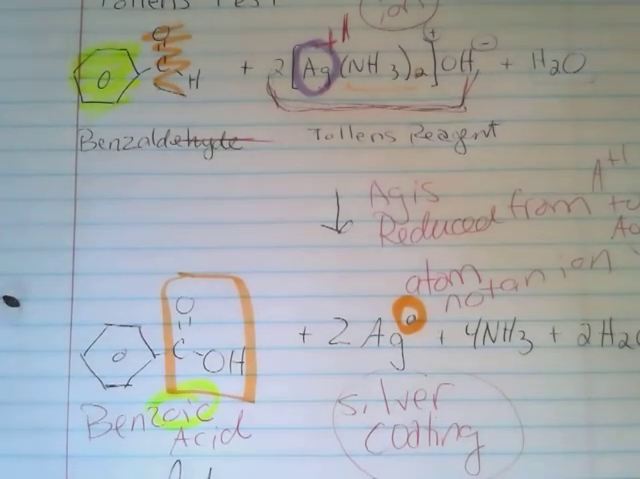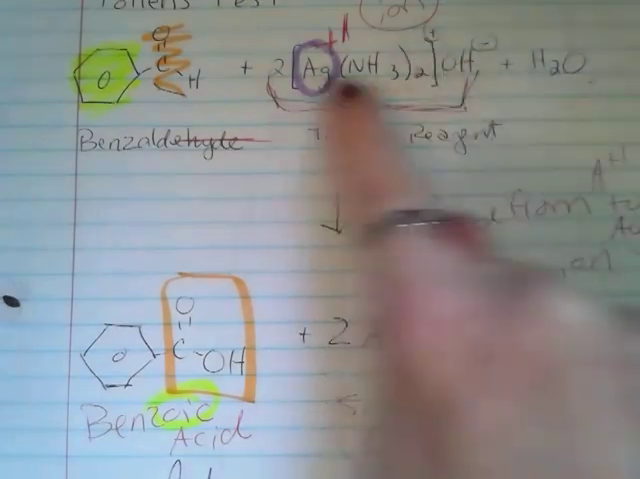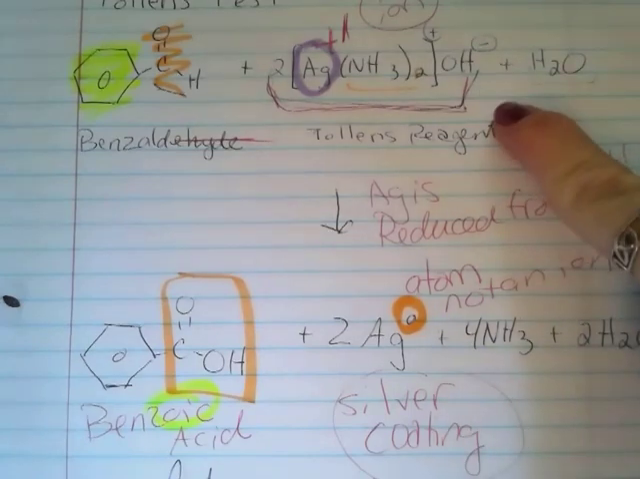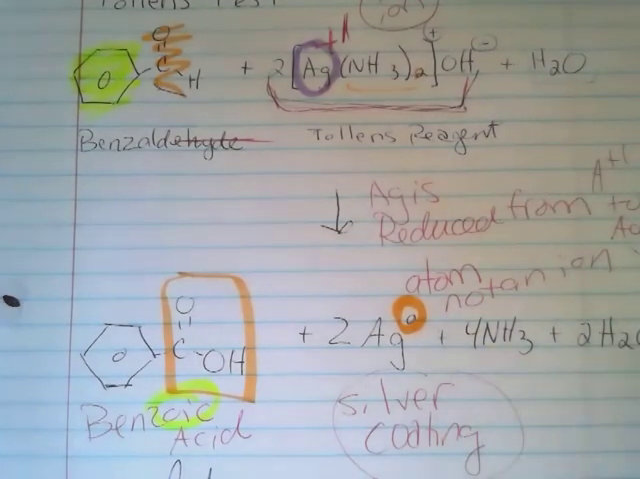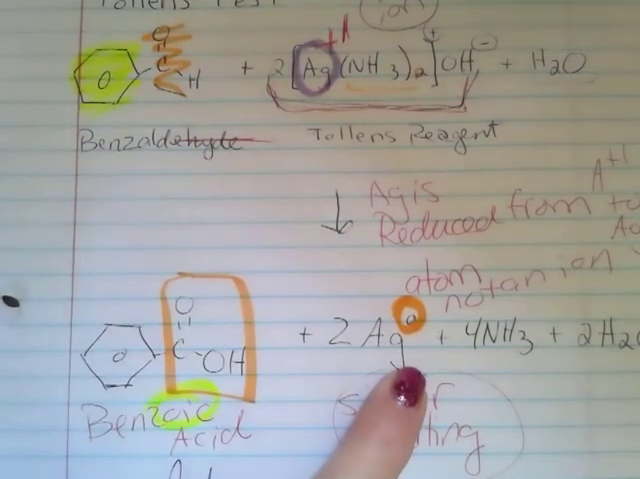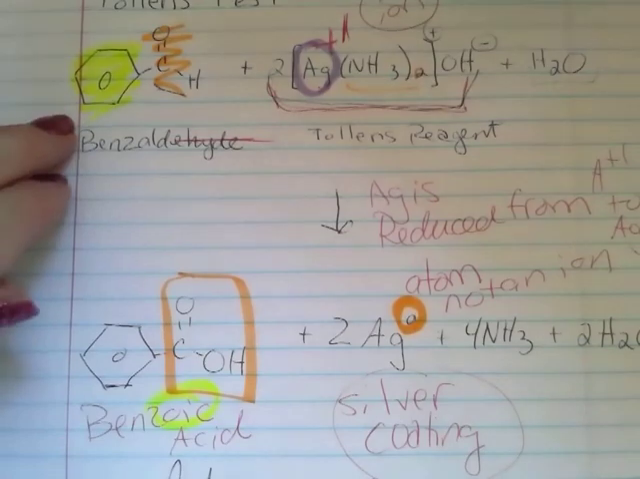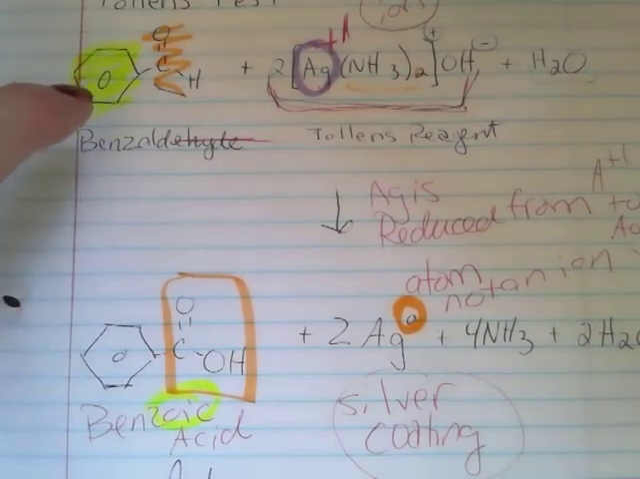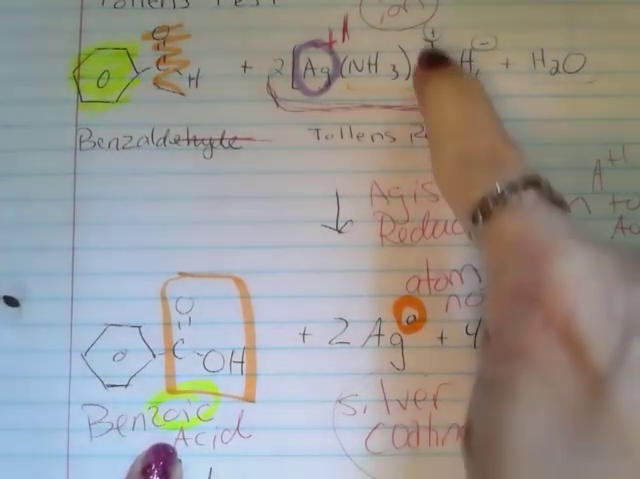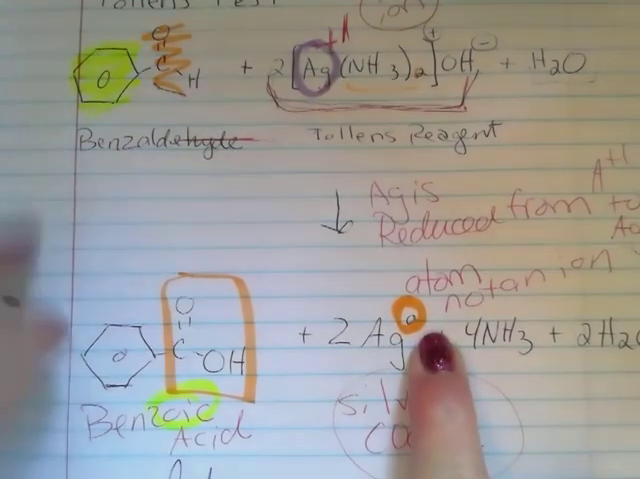So the big takeaways here. I'm not asking you to memorize this whole reaction. I'm not asking you to memorize the formula for a Tollen's reagent. Not looking for that. This is what I want you to know: that the Tollen's test is an oxidation reaction. The silver gets reduced from an ion to its elemental form with a 0 charge, and the aldehyde is going to get oxidized from this benzaldehyde to the benzoic acid. Okay, so silver's reduced, benzaldehyde is oxidized to benzoic acid.